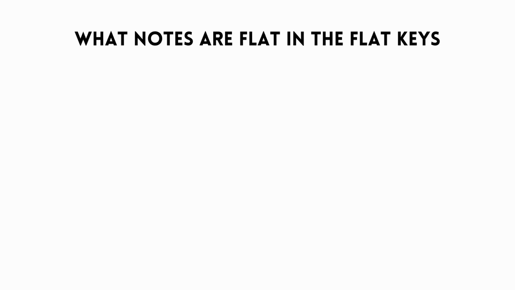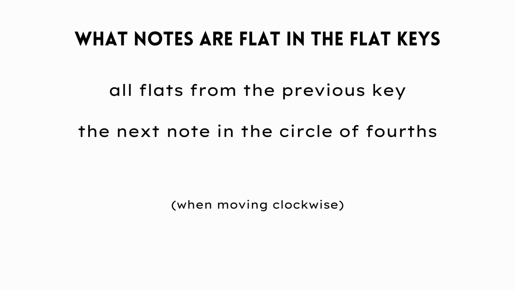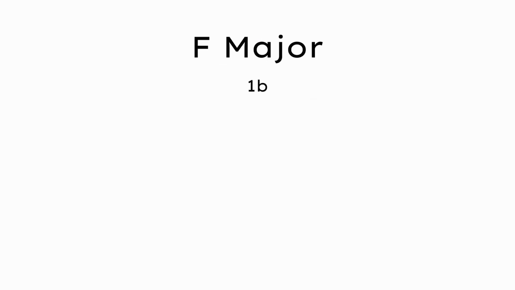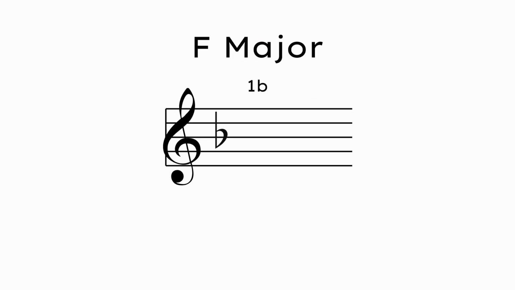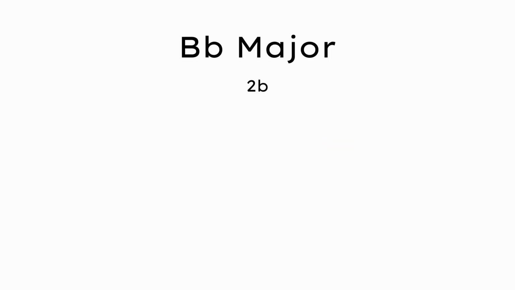Each of the flat keys will have all of the flats of the previous key, plus the next note in the circle of fourths. So in the key of F major, you will have all the flats from C major, which is 0, and the next note in the circle, which is B flat. So the key of F major has 1 flat, and that is B flat. The key of B flat major will have all of the flats of the previous key of F major, which is just B flat, and it will have the next note in the circle of fourths, E flat. So the key of B flat has 2 flats, B flat and E flat.